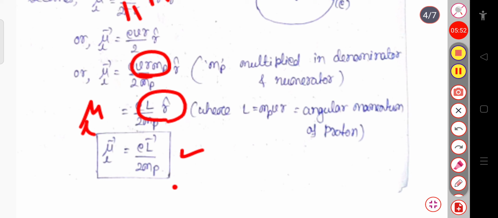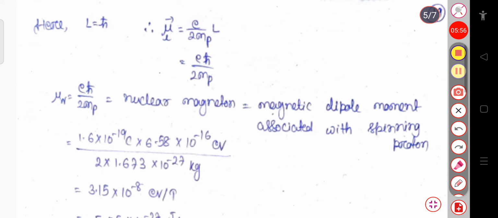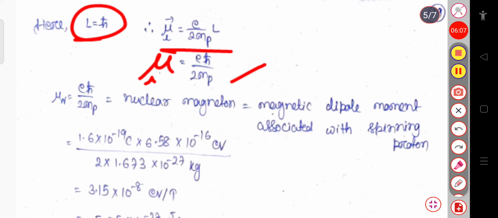So mu L vector will be equal to EL vector divided by 2 MP. Now, if we put L equal to H cut in this expression, that is mu L equal to EL by 2 MP, then this will be EH cut by 2 MP. This mu L will be equal to EH cut by 2 MP. Now, this is the important expression.